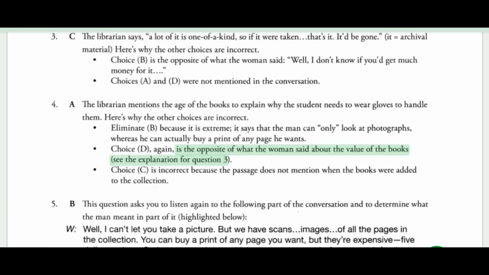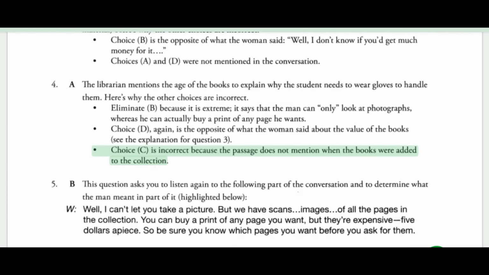See the explanation for question 3. Choice C is incorrect because the passage does not mention when the books were added to the collection.